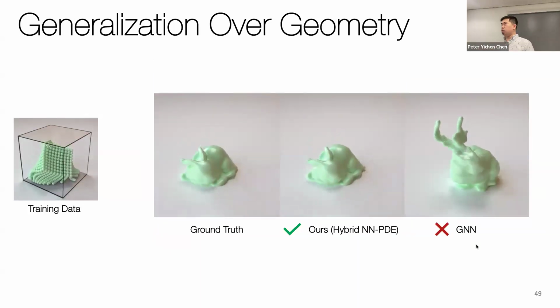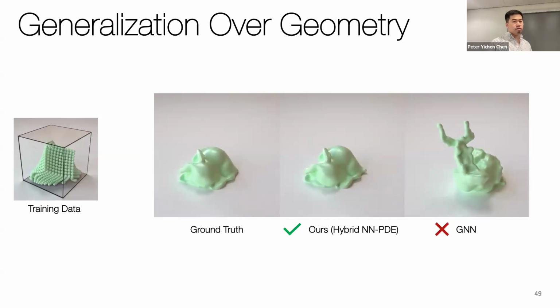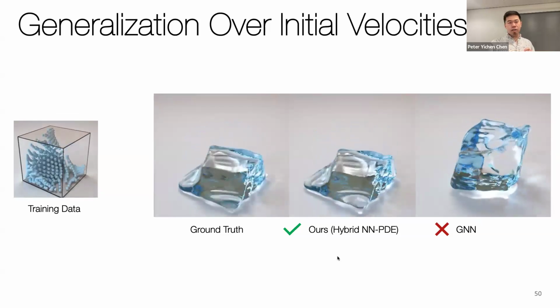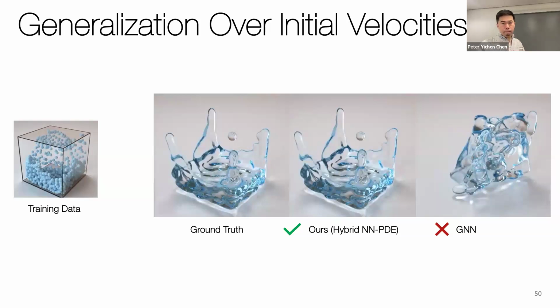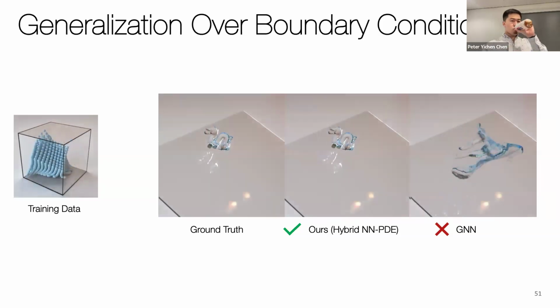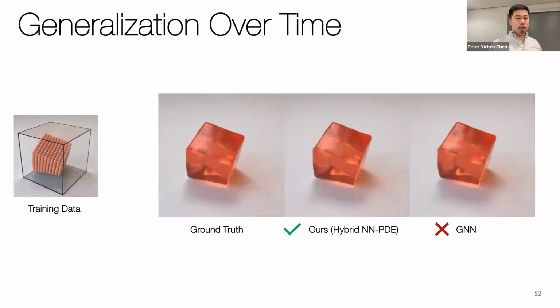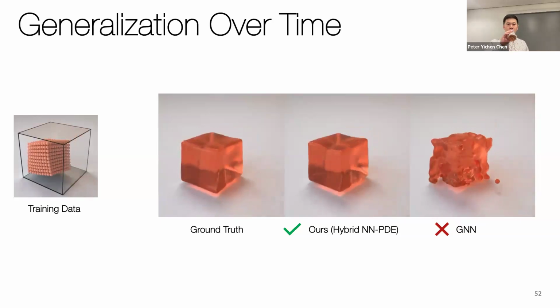If you throw away too many things, this thing doesn't generalize to different geometry, but we still keep the PDE. So our hybrid neural network PDE approach generalizes to different geometry, generalizes to different initial velocities, boundary conditions, as well as simulating longer time.